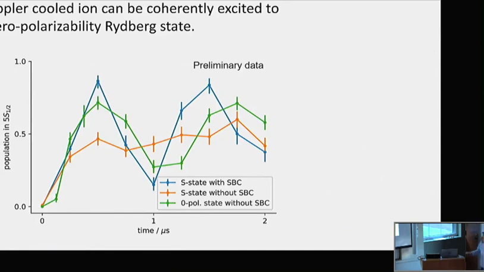And if you do that, for instance here, it's not nice Rabi oscillations, but it gives you a little bit of a hint. This is the S state with sideband cooling. That was the S state without sideband cooling. And this is the zero polarizability state without sideband cooling. So you can drive Rabi oscillations in the zero polarizability state, even though you're not in the motional ground state.